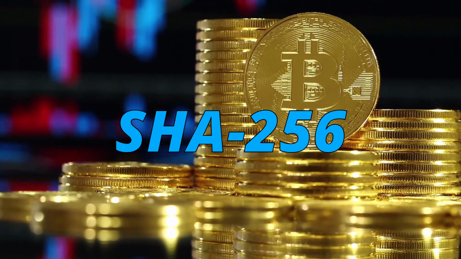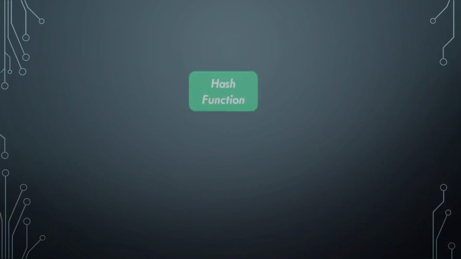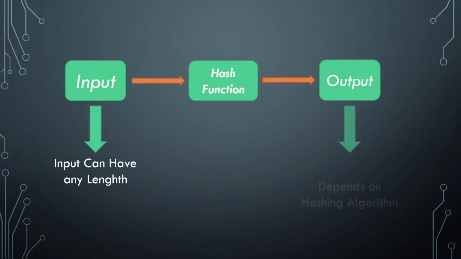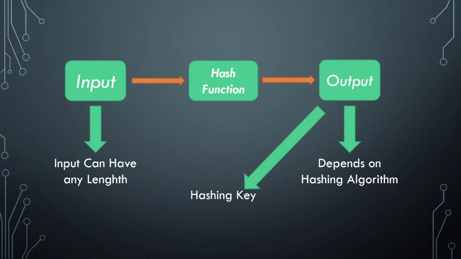Now to explain hashing, what happens exactly is that the hash function takes an input and produces a fixed length output. The length of the input can be small or large, like a small text or a large database. The output depends on the algorithm used. Like if the algorithm is SHA-256, the length of the output should be 256 bits, and the output is called the hashing key with a length of 256.